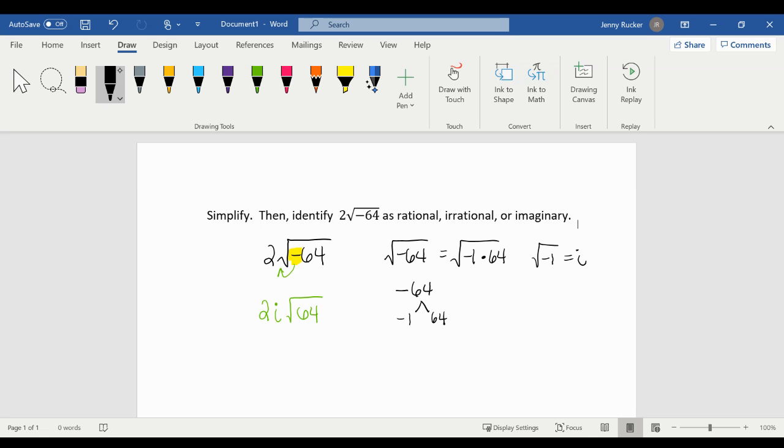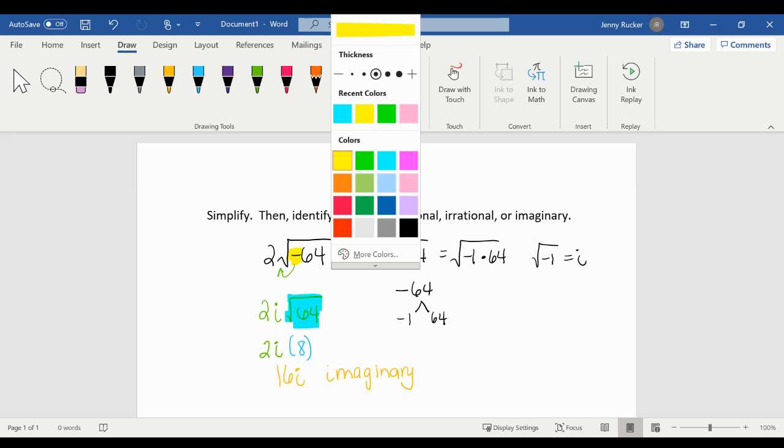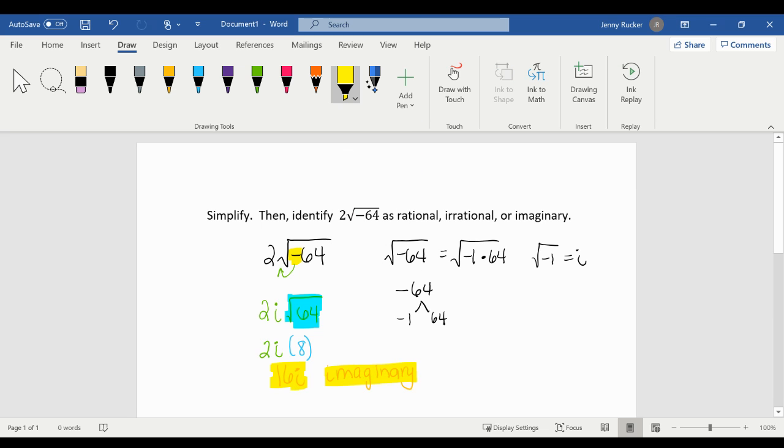Now, 64 is a perfect square. So we know that we can do the square root of 64 and get 8. So this becomes 2i times 8. Now I can multiply the 2 and the 8 and get 16i. Since our final answer has the i, that is indicating that this is an imaginary result. So here we have 16i, and it is imaginary.